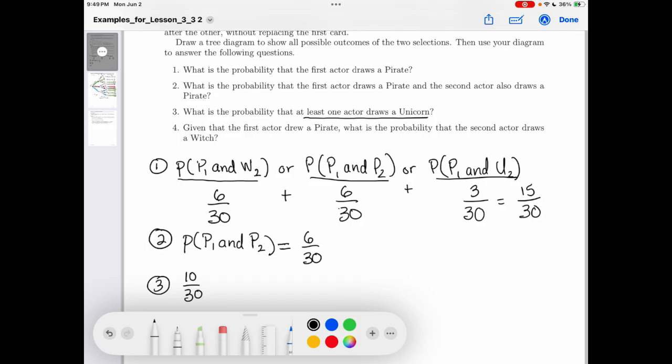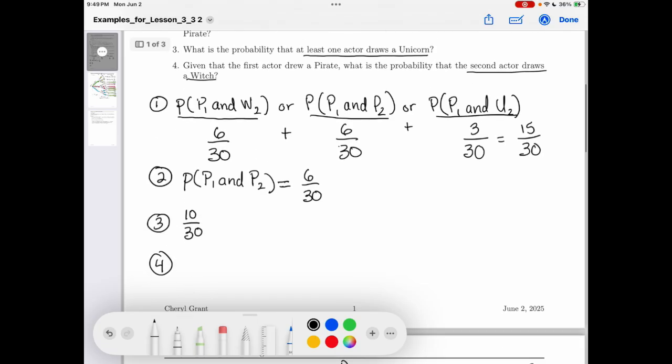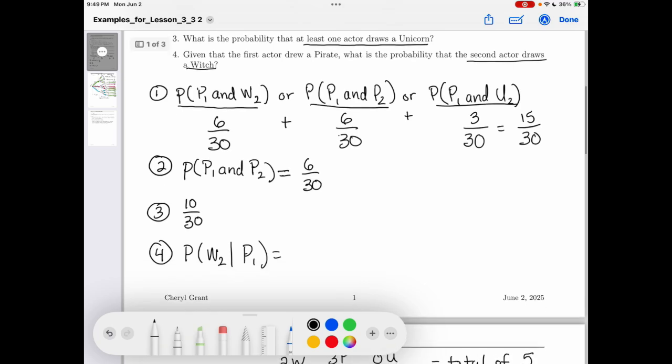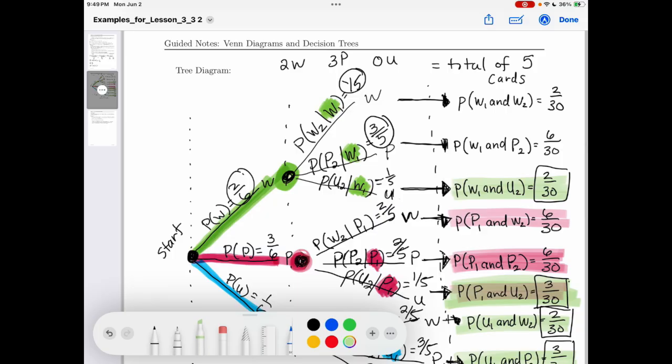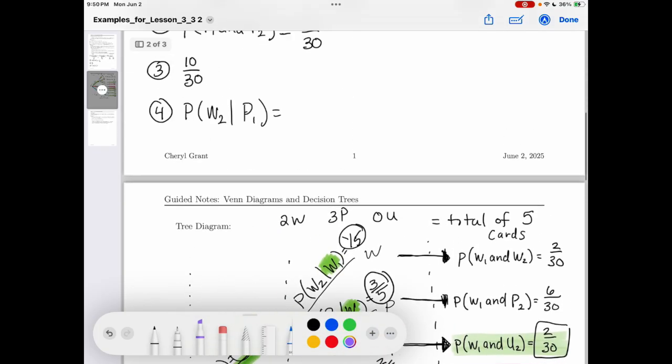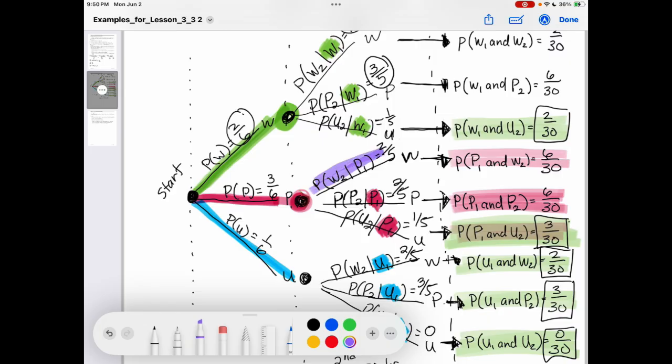Last question. Given that the first actor drew a pirate, what is the probability that the second actor draws a witch? So this is conditional probability. We're trying to find the probability that a witch is drawn second given that a pirate is picked first. So that is also on our chart that we already figured out. I'll use purple for this. If a pirate was picked first and then a witch second, this is the branch in purple that gives us that conditional probability, and that is 2/5.